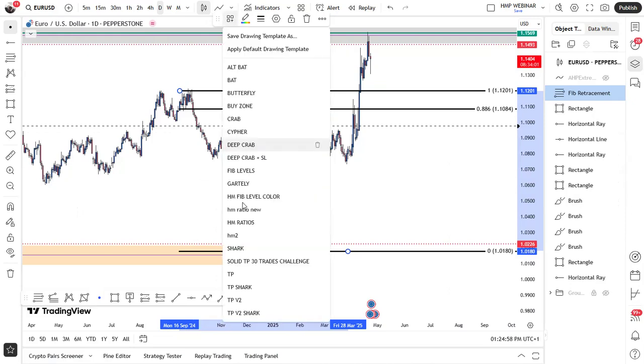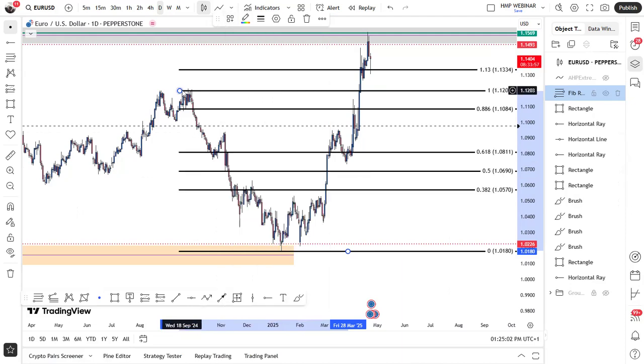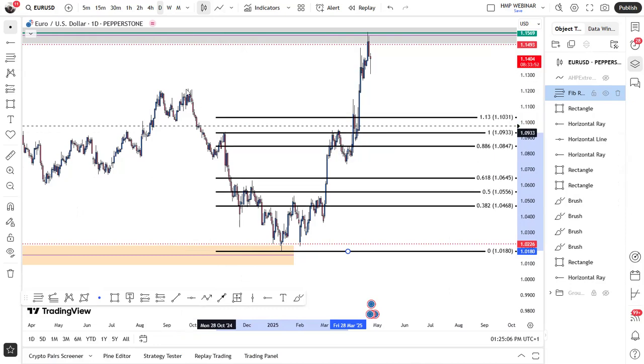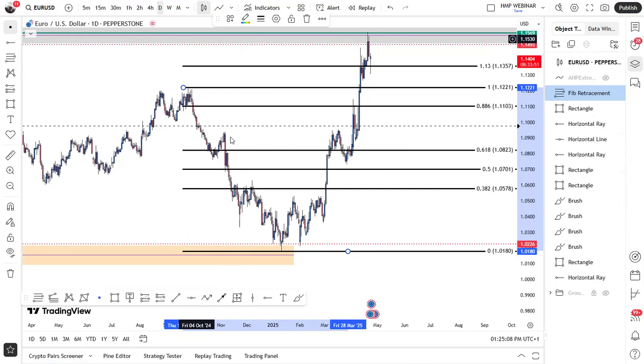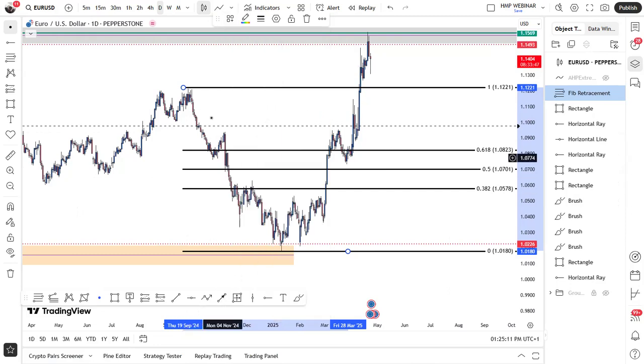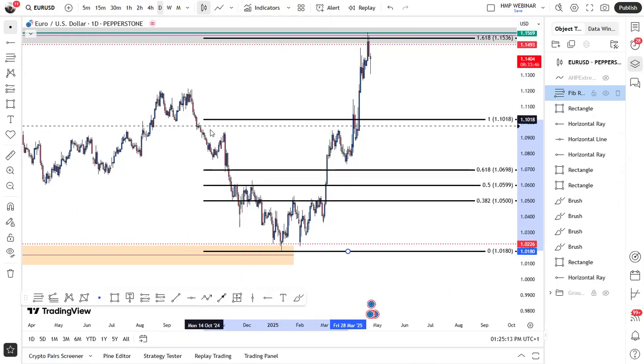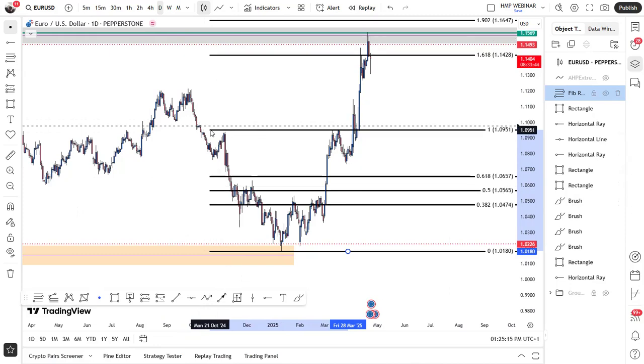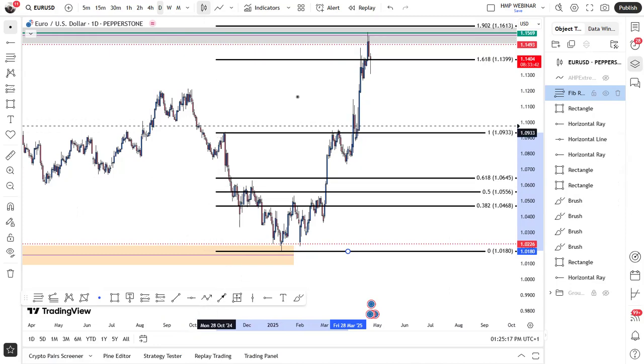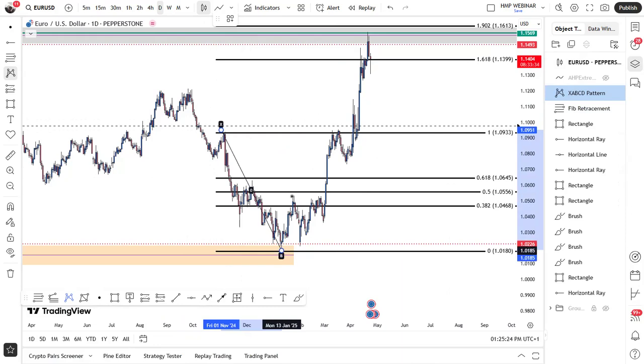Check shark. Okay, 1.13. No, it's not shark. It should be a crab. Yeah, it's a crab. So we'll have this crab pattern here. This is where the pattern completed.